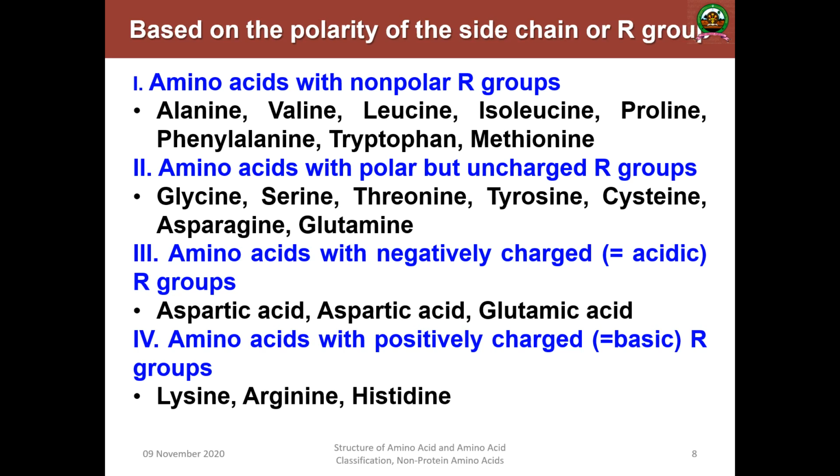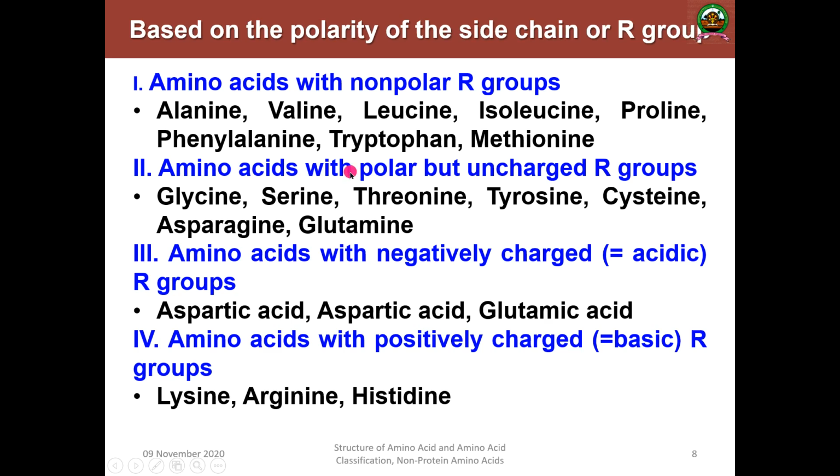Then the next one is the classification based on the polarity of the side chain R group. Based on whether the side chain R group is polar or non-polar, the amino acids are classified into 4 different groups. Number 1, amino acid with a non-polar R group. The side chain has a non-polar end, such as alanine, valine, leucine, isoleucine, proline, phenylalanine, tryptophan and methionine. These are amino acids with a non-polar side chain group.